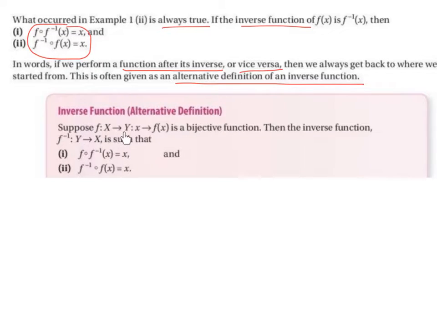Suppose f: x maps to y, x maps to f of x, is a bijective function. Then the inverse function f⁻¹: y maps to x is such that f after f⁻¹ of x equals x, and f⁻¹ after f of x equals x. So we'll always get back to x, no matter which order we do this in.